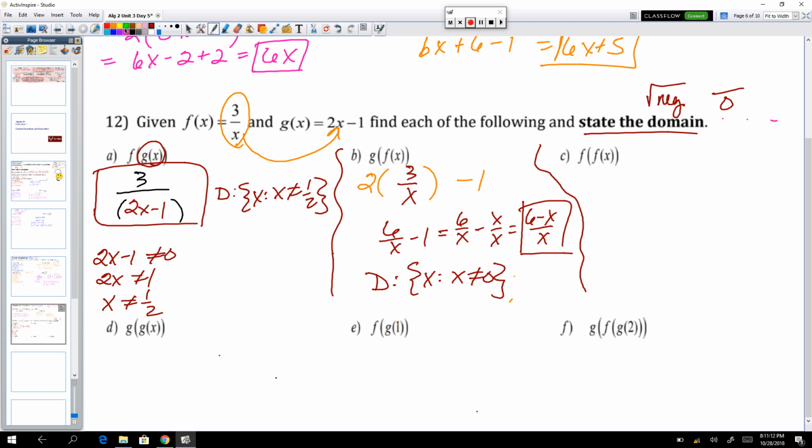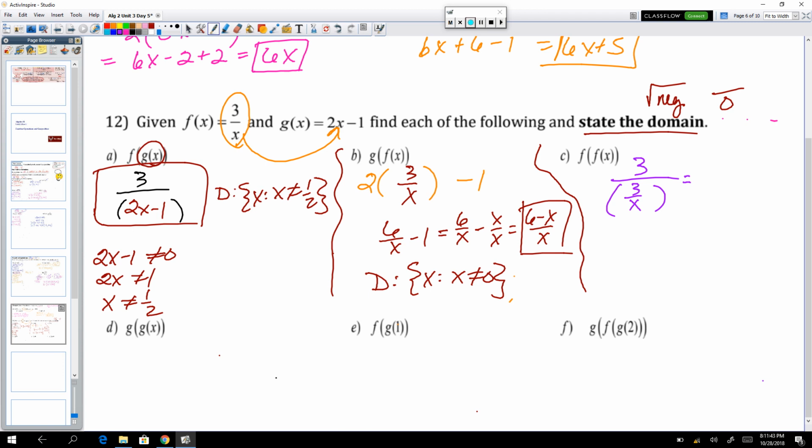Now, C looks a little funky, a little strange. We're taking f and putting it into itself, so it's like an inception type of thing. We're going to take f and put it into itself. No big deal, right? f of x is simply 3 over x, right? And since our input goes on the bottom of this fraction, our input is f of x itself. I know this looks a little odd. Take your time, take a look at that, pause the video if you need to.